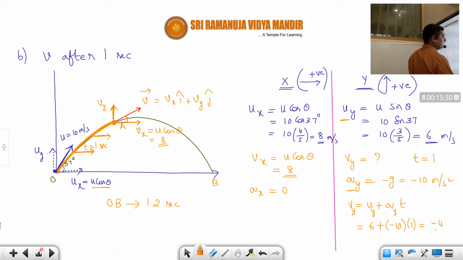So 6 minus 10 minus 4. So that means minus 4 meters per second. Minus 4 means it is not at this point, because here Vy is positive, na? So that means I just assumed that point A, that's all. But actually it is minus, means it has crossed the maximum height, correct or not?